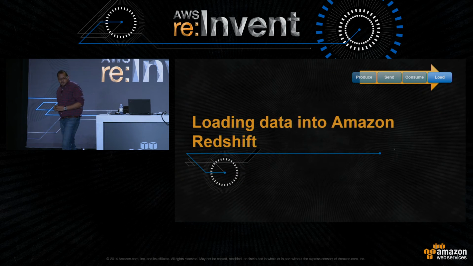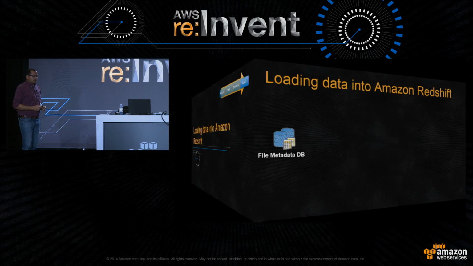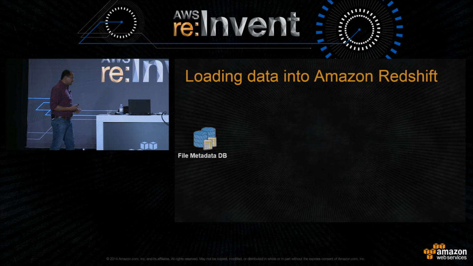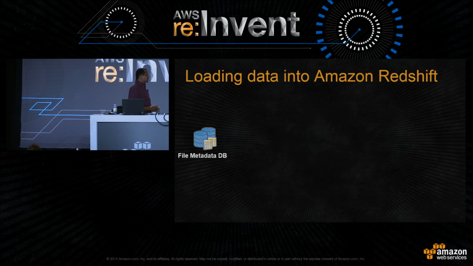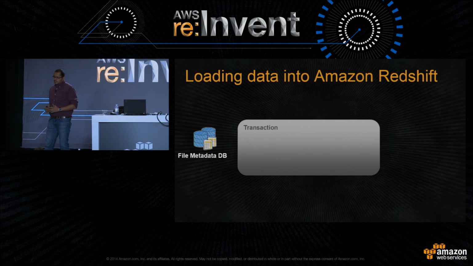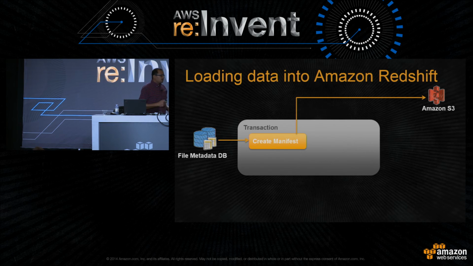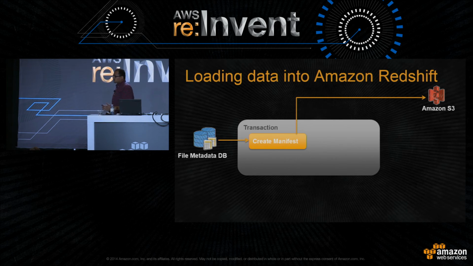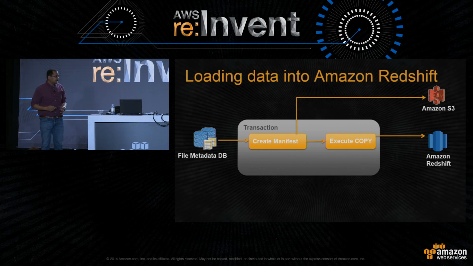So now, loading data into Redshift. We use that metadata information to load data. Whenever we need to load data into Redshift, we query this table, and then we get a list of events that we need to load. Once we get that list of events, we get the files that I need to load for this particular event. And once we get that, we start a transaction. We create a manifest file, which is just a list of files that we want to load from S3. After that, we execute a copy command on Redshift using that manifest file.